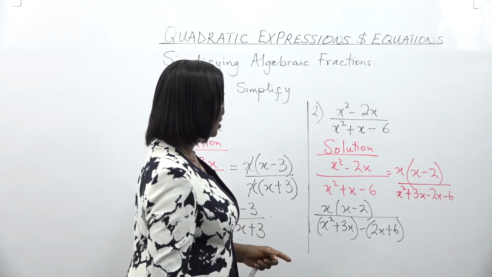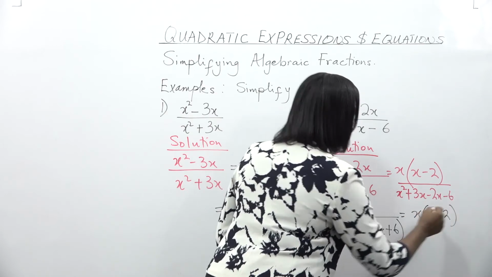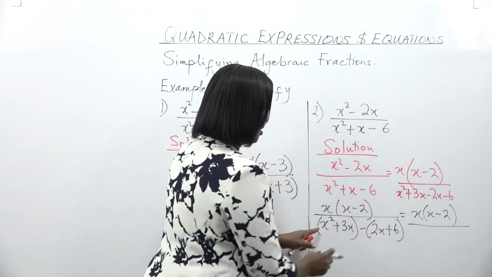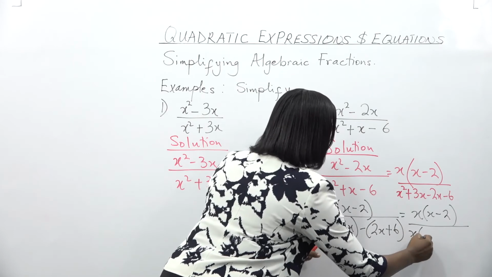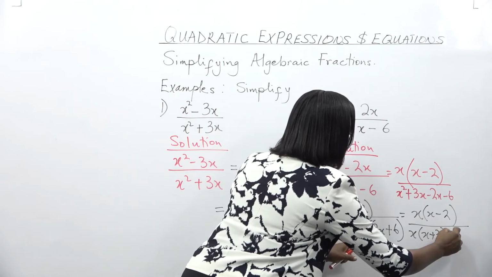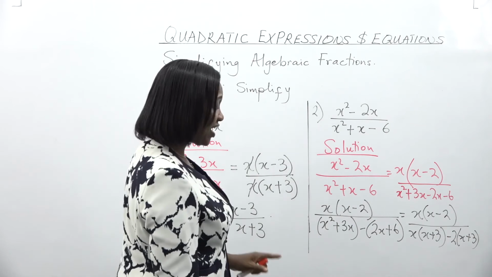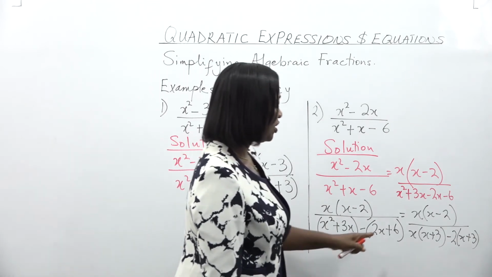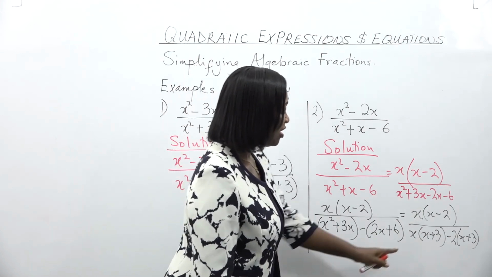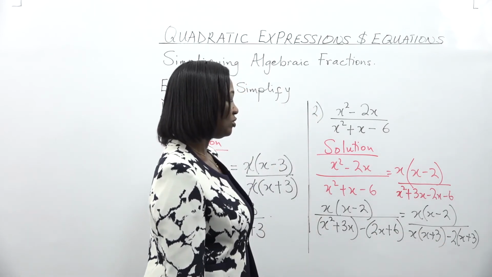I continue my factorization. So I have the numerator as x into x minus 2. And then my denominator becomes x into x plus 3 minus 2 into x plus 3. So that my final answer is going to be x into x minus 2 over x plus 3 into x minus 2.